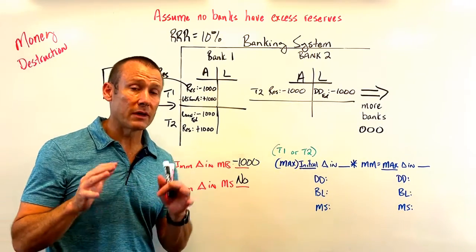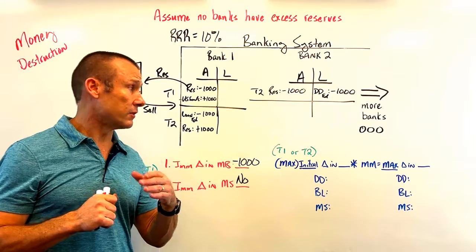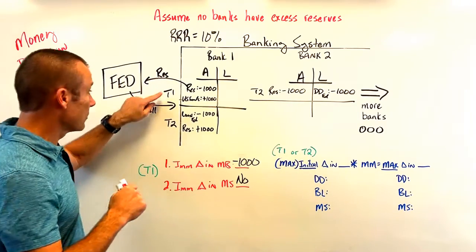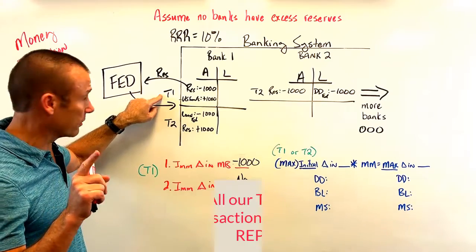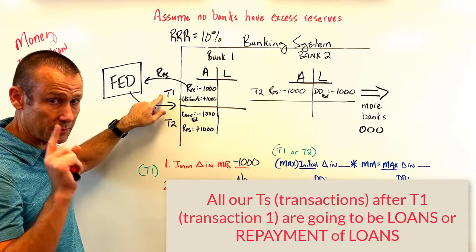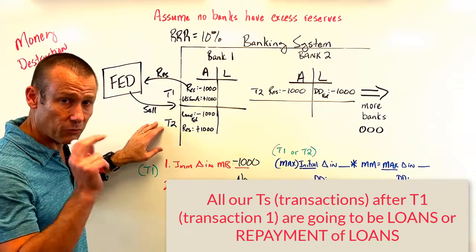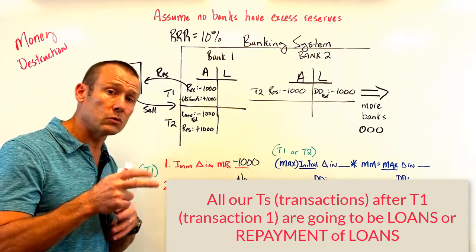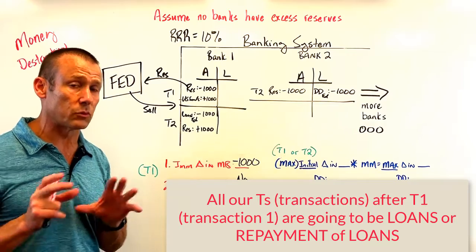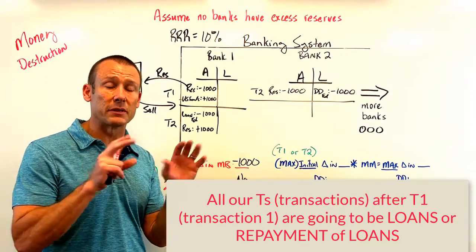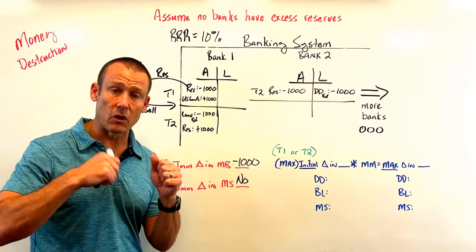Okay, now that we have done T2, and by the way, there's going to be a T3 and a T4 and a T5, and all our T's after T1, which is the name of the scenario. That's what happens in T1, the scenario's name happens, right? This was an open market sale, that's what happened in T1. T2, T3, T4, T5, those are always going to be loans or repayment of loans. Since we're doing money destruction in this video, T2, T3, T4, T5 is all going to be destruction of loans, okay? It's going to be calling in those loans.